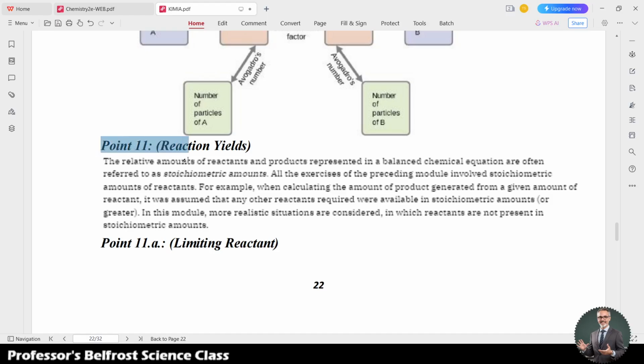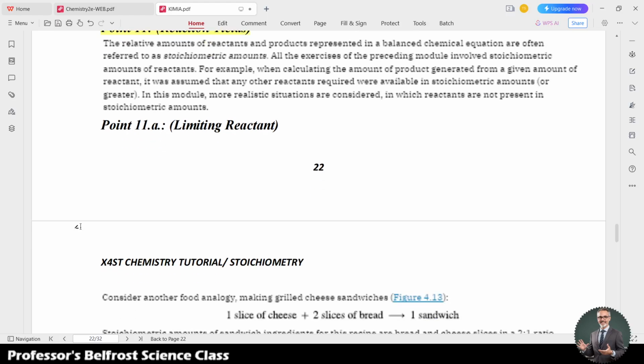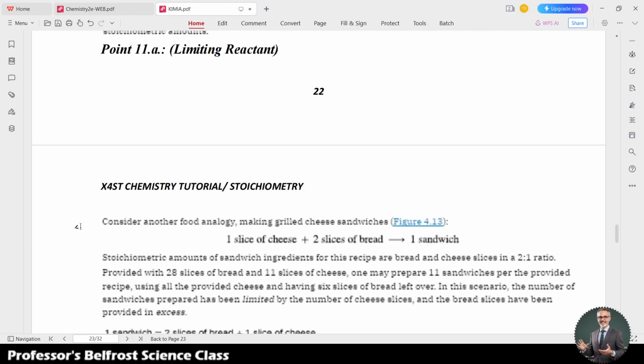The relative amounts of reactants and products represented in the balanced chemical equations are often referred to as stoichiometric amounts. All the exercises of the preceding session involve stoichiometric amounts of reactants. For example, when we calculate the amount of product generated for a given amount of reactant, it was assumed that any other reactants required were available in stoichiometric amounts. In this module, more realistic situations are considered, in which reactants are not present in stoichiometric amounts. Now, section 11.8, the limiting reactant.